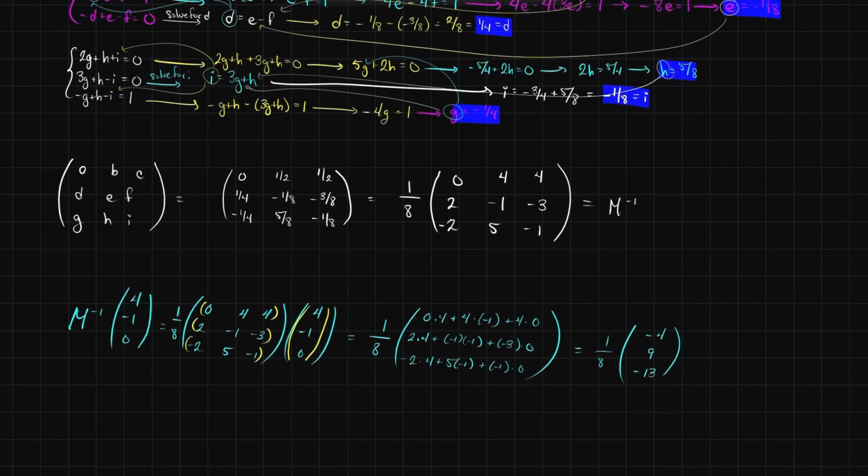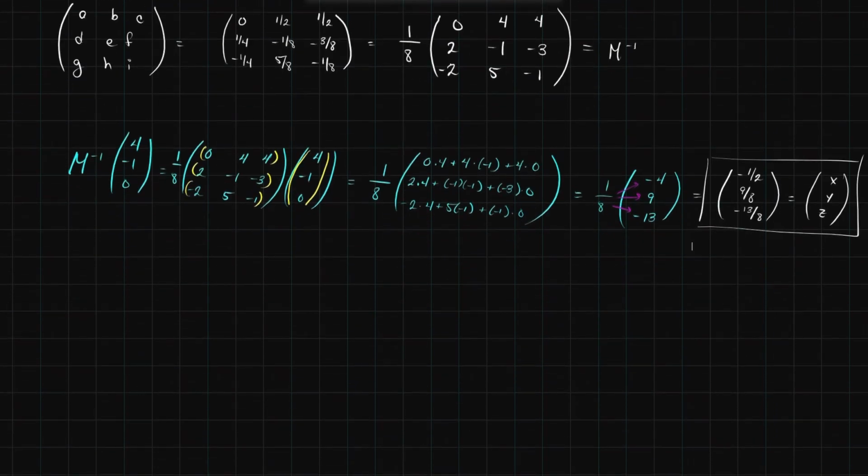And if I want, I can pass my 1/8 to the inside, and I recover the solution to the first system of equations. It's negative 1/2, 9/8, and negative 13/8. This would be the XYZ solution to the very first system of equations presented.